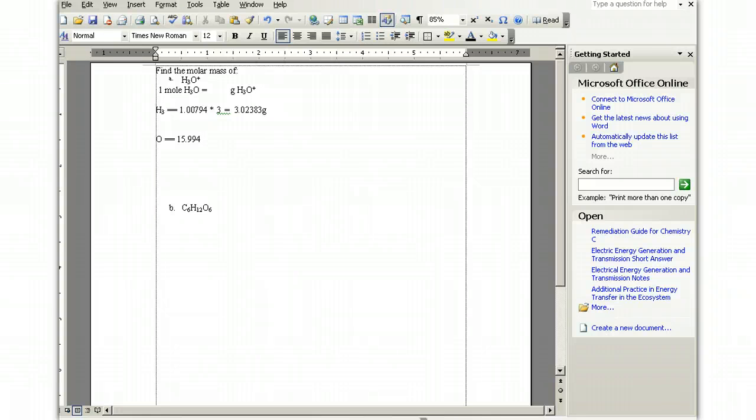Since oxygen doesn't have a number after it, it's by itself, or the equivalent of times 1, which is equal to 15.9994 grams. And to figure out the total, we are going to take 3.02383, and we are going to add that to 15.9994 grams.